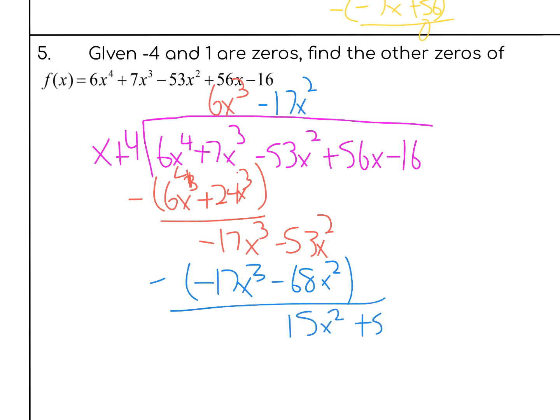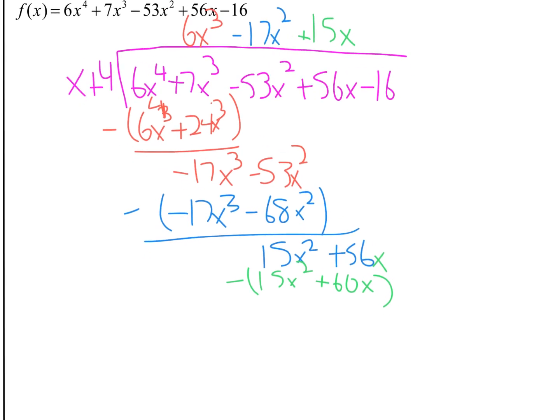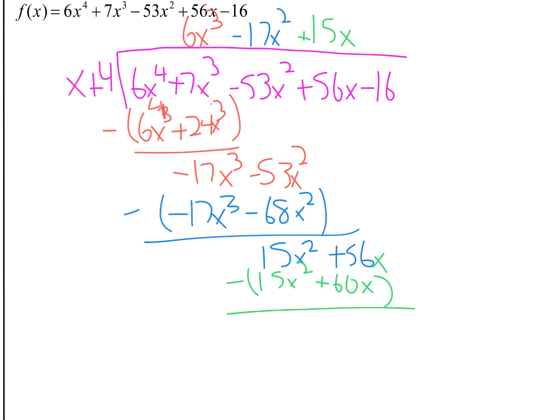Bring down my 56x. And that's going to be a 15x. So that's 15x squared plus 60x. There's an x there, I forgot to write. Subtract down. And I'm going to get negative 4x minus 16. Minus 4 gets me negative 4x minus 16. So I got a 0.